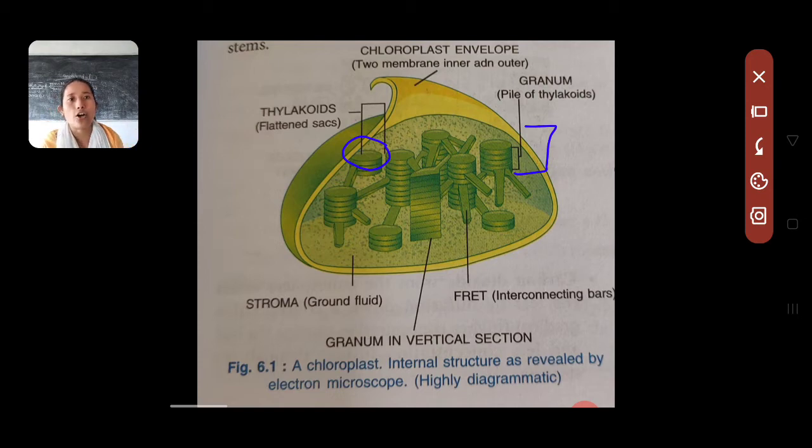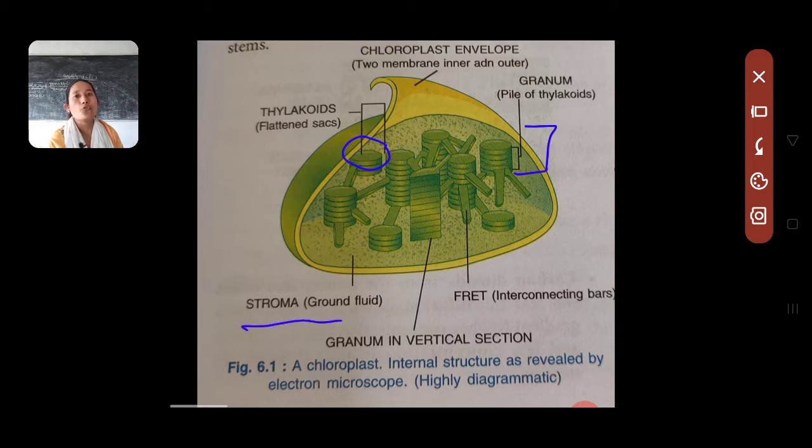Okay, you can see that, or it is referred to as lamellae also. You can see the interconnecting bars, and this thylakoid is present within a fluid like structure referred to as stroma. Just like within a cell we have a fluid like structure called cytoplasm, right? Similarly, this chloroplast also has a fluid like structure within it. It is referred to as stroma.